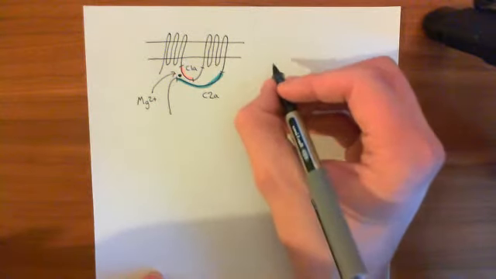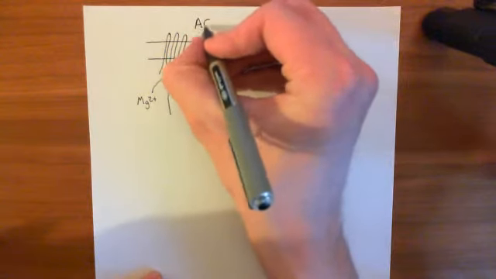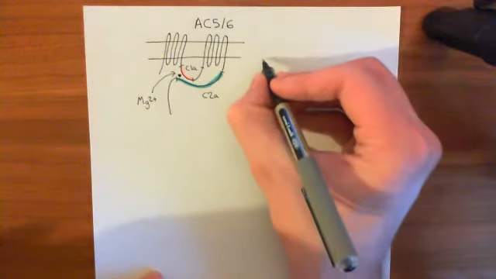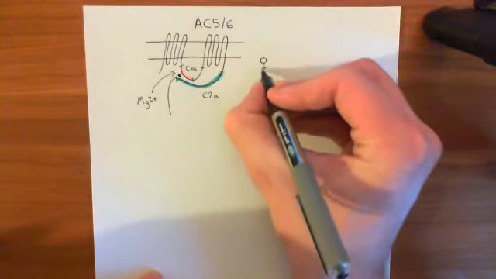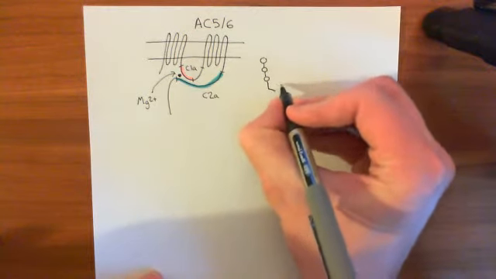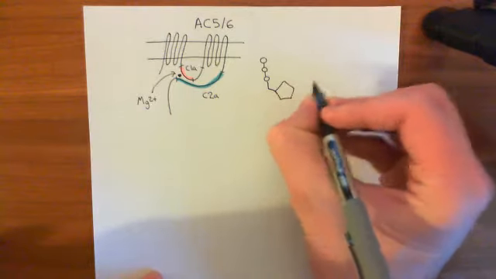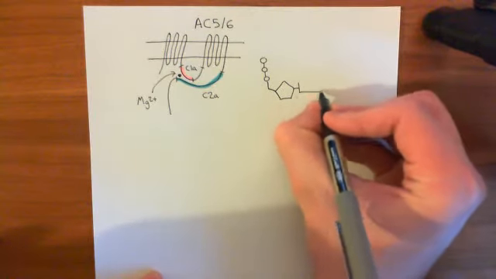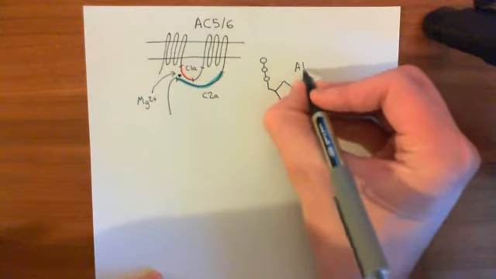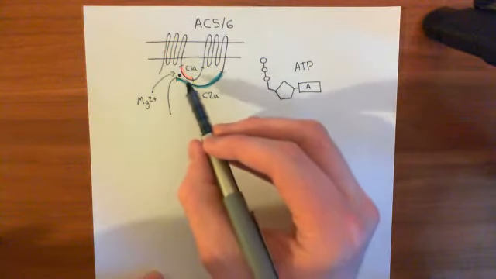So let's have a reminder of the reaction that adenylyl cyclase 5/6 is catalyzing. This is an AC5 or 6 that we're talking about here. Here is our ATP molecule. Here are these 3 phosphate groups. Here's the 5th carbon. Here's our ribose sugar, and here's our adenine organic base. So this is adenosine triphosphate. What's going to happen is this adenosine triphosphate is going to come in here.